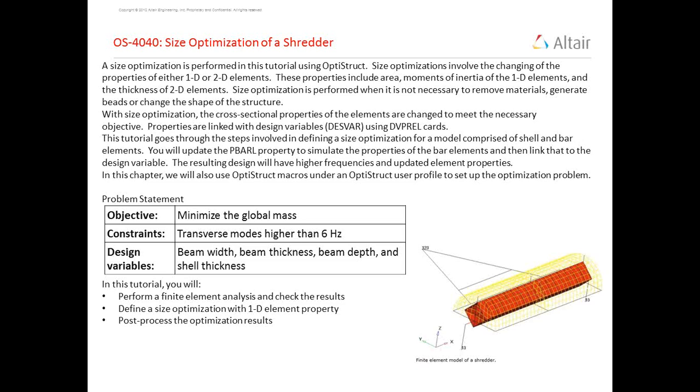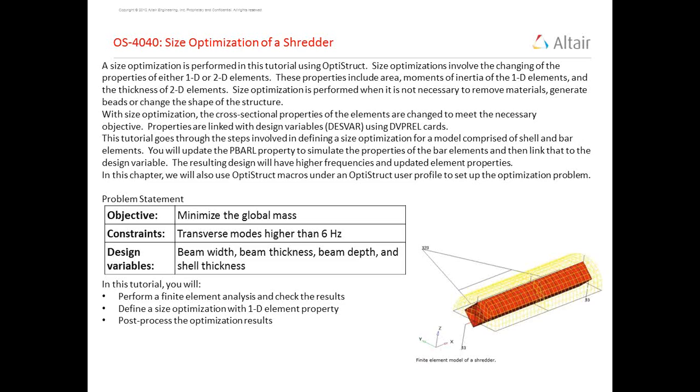This tutorial goes through the steps involved in defining size optimization for a model comprised of a shell and bar element. You will update the PBARL property to simulate the properties of the bar element and then link that to the design variable. The resulting design variable will have the higher frequency and updated element properties. In this, we will also use OptiStruct macros under an OptiStruct user profile to set up the optimization problem.